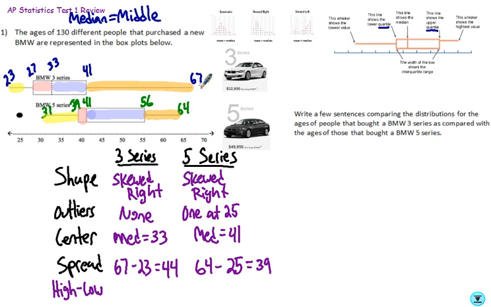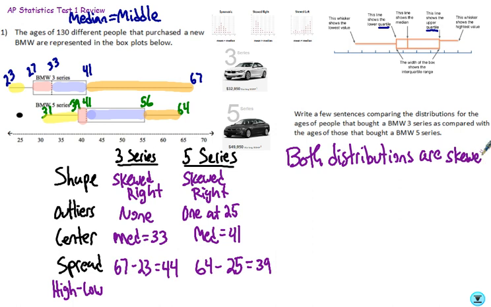Shape, so skewed right. We said that both distributions are skewed right. And then what does that mean when we say that it's skewed right? What it means is that as the buyer of both cars, not just the 3 or the 5, but as the buyer of both cars gets older, their ages are more spread out, right?